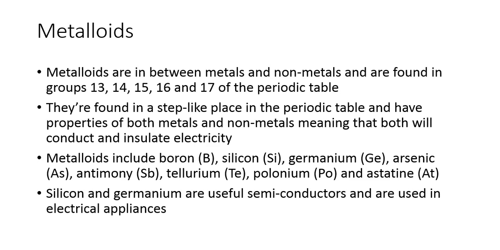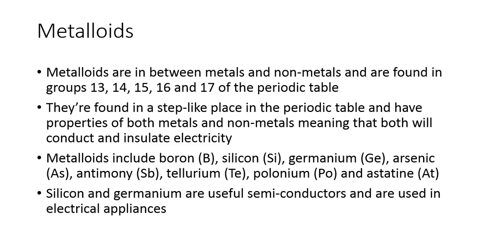So metalloids are in between the metals and non-metals, so they're seen as semiconductors, and within the periodic table they're found in groups 13, 14, 15, 16 and 17. Where they are, it looks like a step ladder. They have the properties of both metals and non-metals, which means they both conduct and insulate electricity. So they're used as semiconductors in computer chips a lot, especially silicon and germanium.